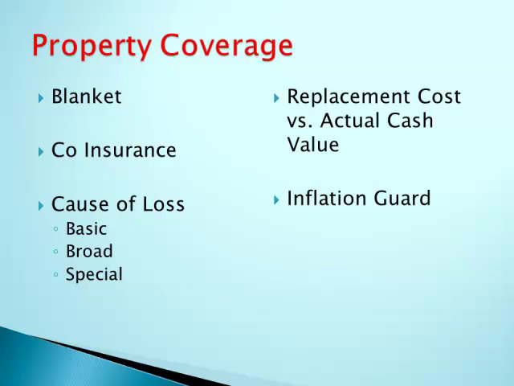What I'm going to do is start off talking about property coverage. I'm going to go through blanket coverage, the definition of that, what coinsurance is, describe the differences in the causes of loss, basic, broad, and special, go over replacement cost coverage versus actual cash value, and inflation guard.